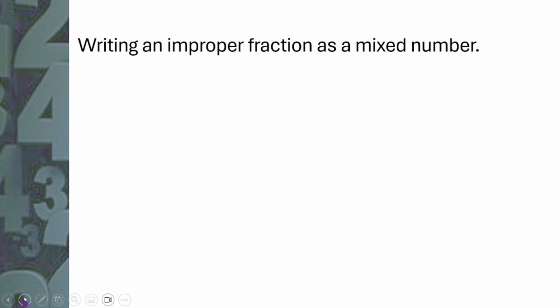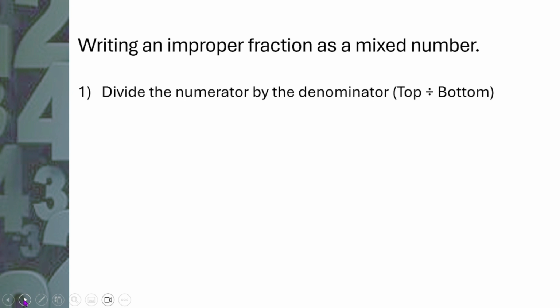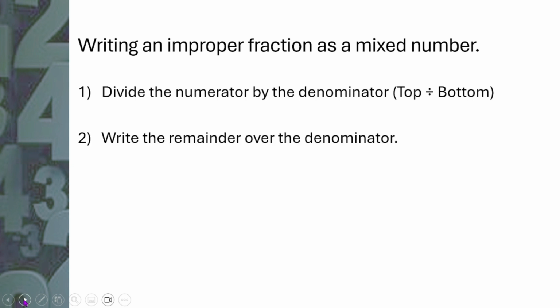Writing an improper fraction as a mixed number. Step 1. Divide the numerator by the denominator. That's the top divided by the bottom. Write the remainder over the denominator. So we're going to keep the leftovers as a remainder. We are not going to be writing these as decimals.